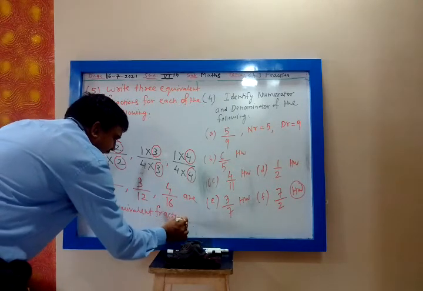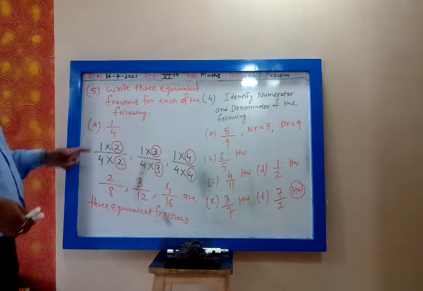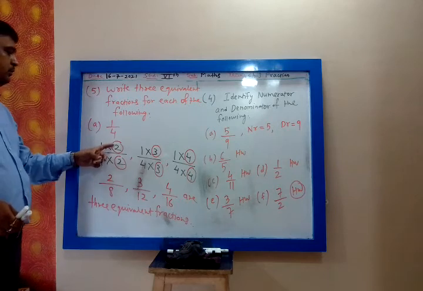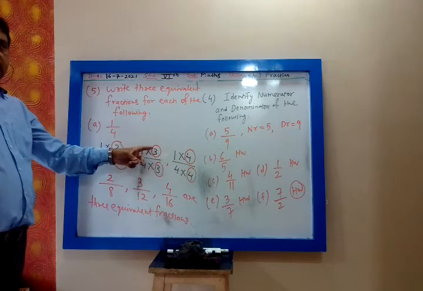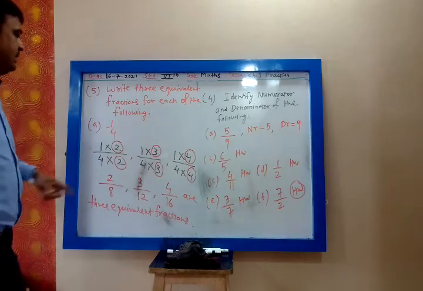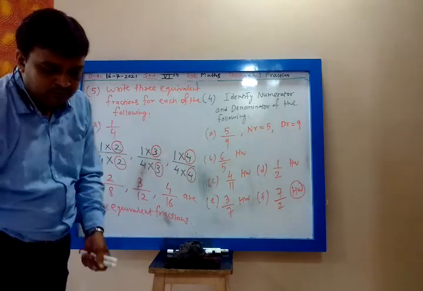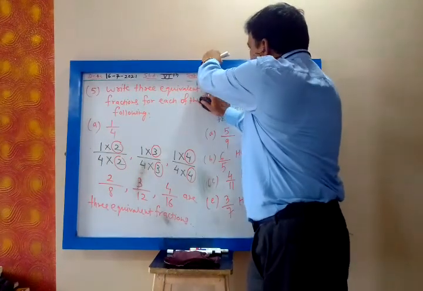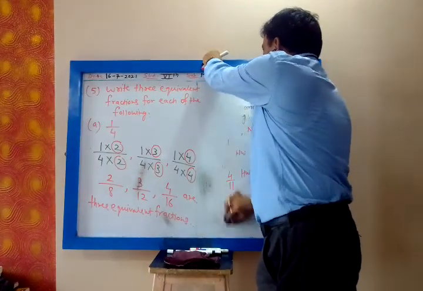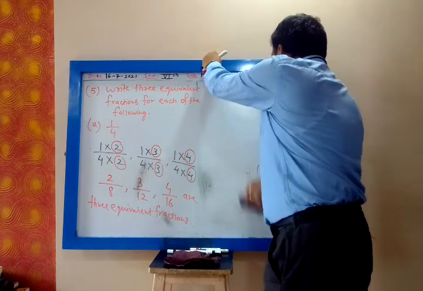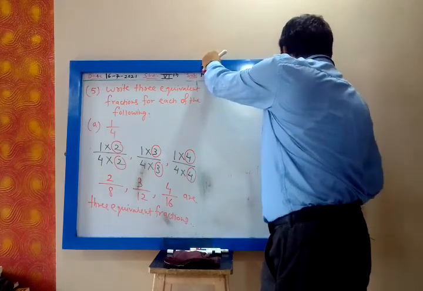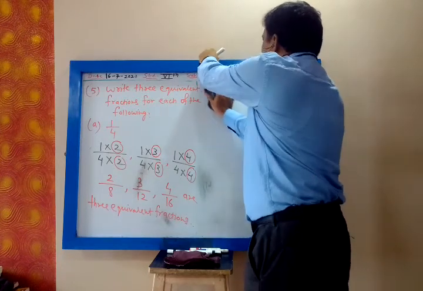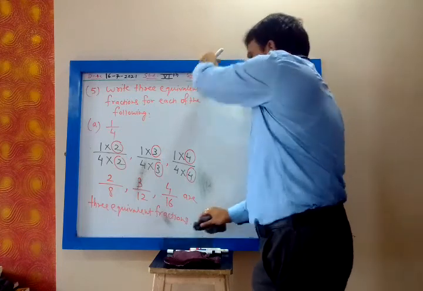Okay, so to get 3 equivalent fractions, we multiply the given fraction by 3 different numbers. First I will multiply by 2, 2. Then I will multiply by 3, 3. Then I will multiply by 4, 4.